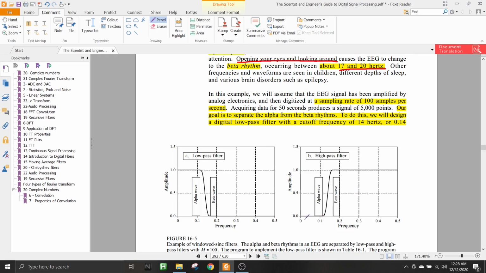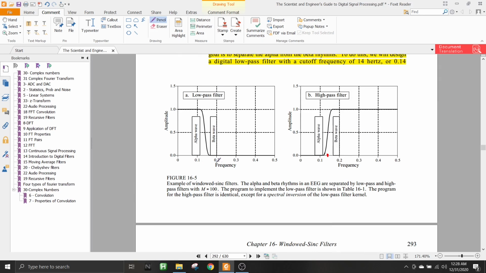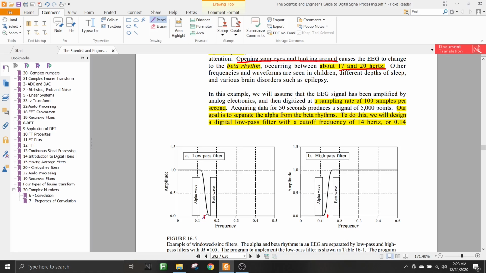Since we are representing the frequency domain from 0 to 0.5, 0.14 of the sampling rate would be somewhere around here. In the low pass filter case, the cutoff would be somewhere around here. So we want the low pass filter to separate out the alpha wave, and the high pass filter to separate out the beta wave.